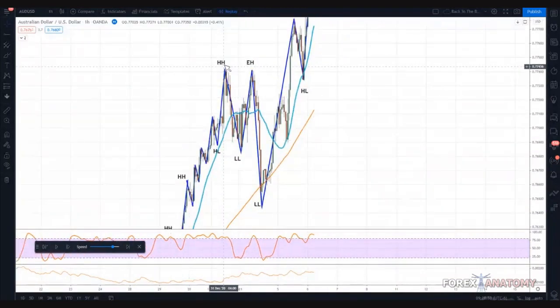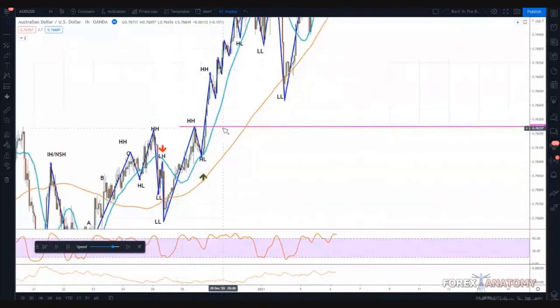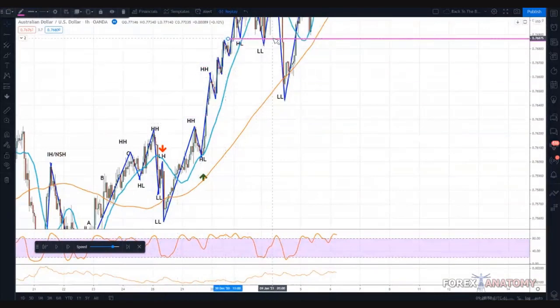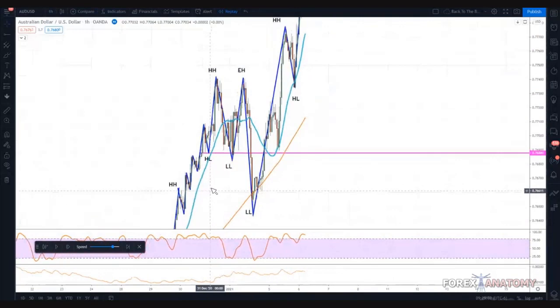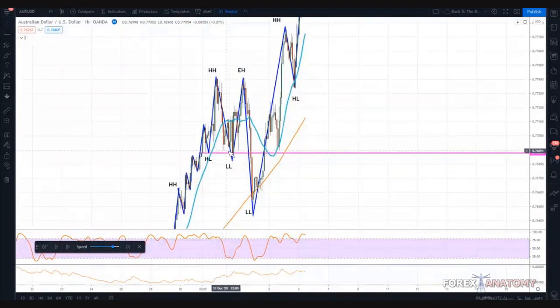Price forms this higher high, but what happens? Price eventually breaks below this low, and it forms what? It forms a lower low. So right now we're a little bit confused on what's happening. Price went from having a higher high to having a lower low. We don't want to do anything yet until we know for certain that we're seeing a change.